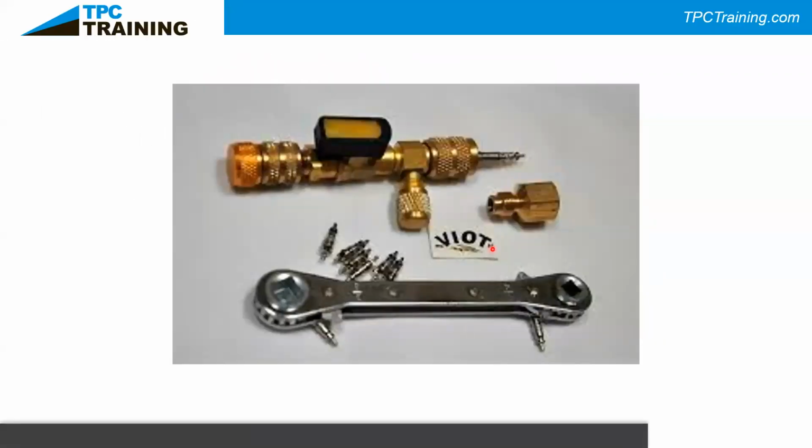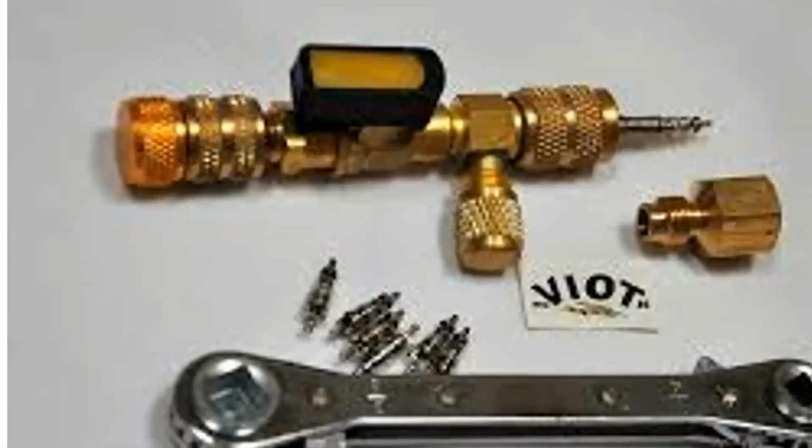Here's an example of a Schrader tool, and then we also have a couple of valve stems or Schrader cores right here with it. The handle here is turned to the same direction as the valve. What's happening with this one is we're going to allow refrigerant to push through here until we unscrew this stem.